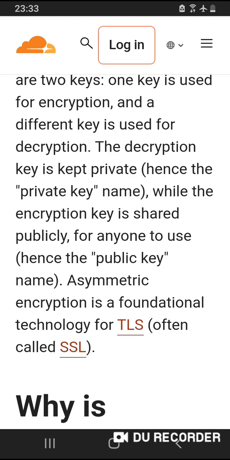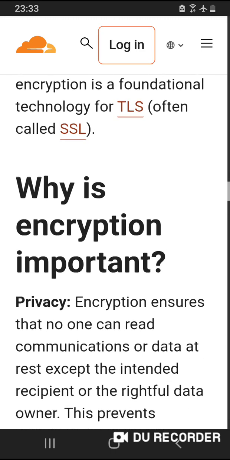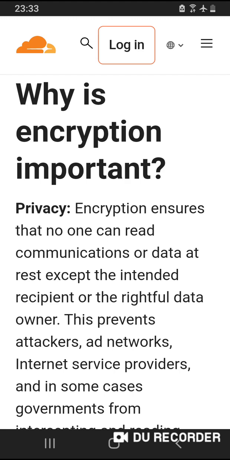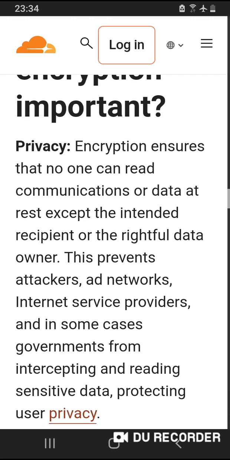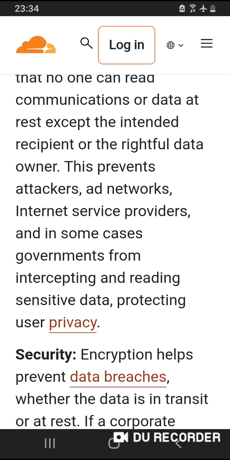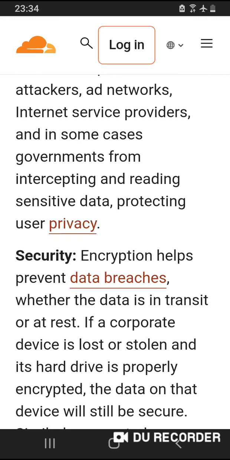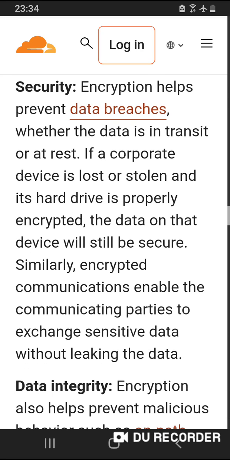Asymmetric encryption is a foundational technology for TLS, often called SSL. Why is encryption important? Privacy. Encryption ensures that no one can read communications or data at rest except the intended recipient or the rightful data owner. This prevents attackers, ad networks, internet service providers, and in some cases governments from intercepting and reading sensitive data, protecting users' privacy. Security. Encryption helps prevent data breaches, whether the data is in transit or at rest.